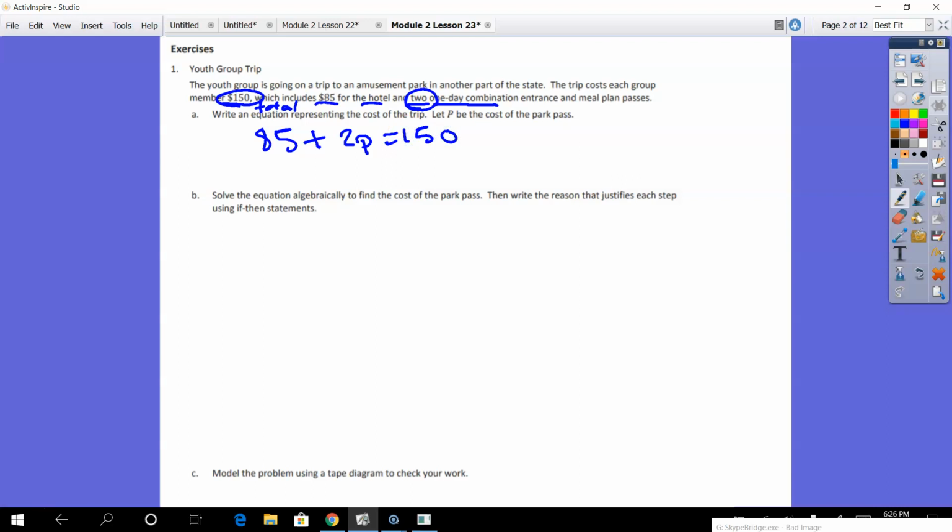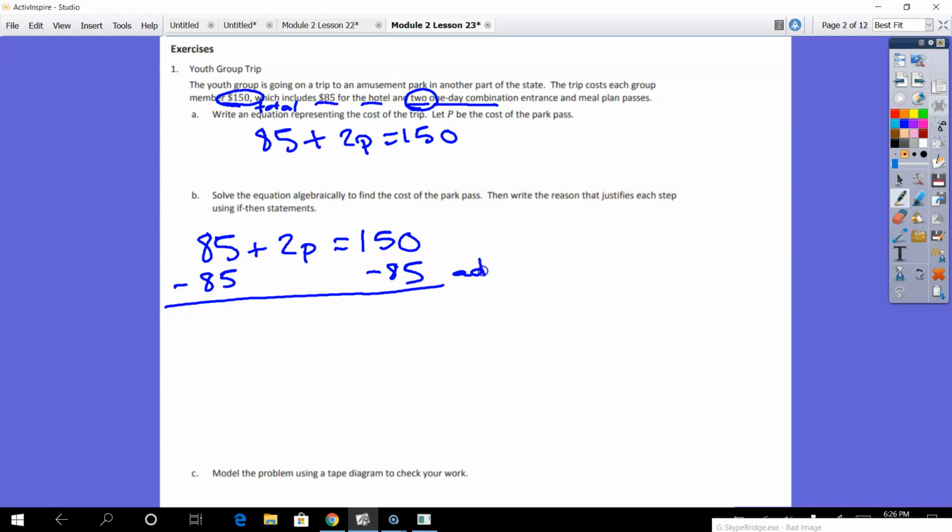Okay, so part B, we are asked to solve it algebraically to find the cost of the park pass and write the reasons that justify each step. Okay, so 85 plus 2p equals 150. So we're trying to get p by itself. We're going to do the additive inverse of positive 85, which is negative 85. Okay, so reasoning, additive inverse.